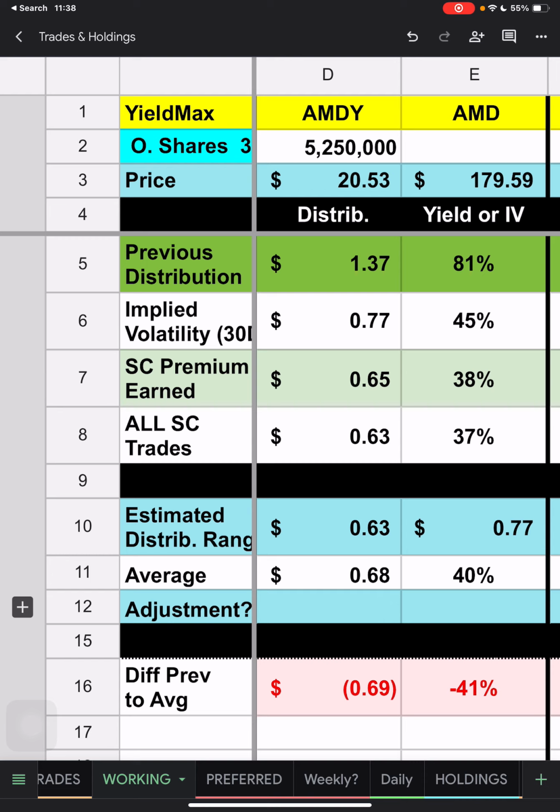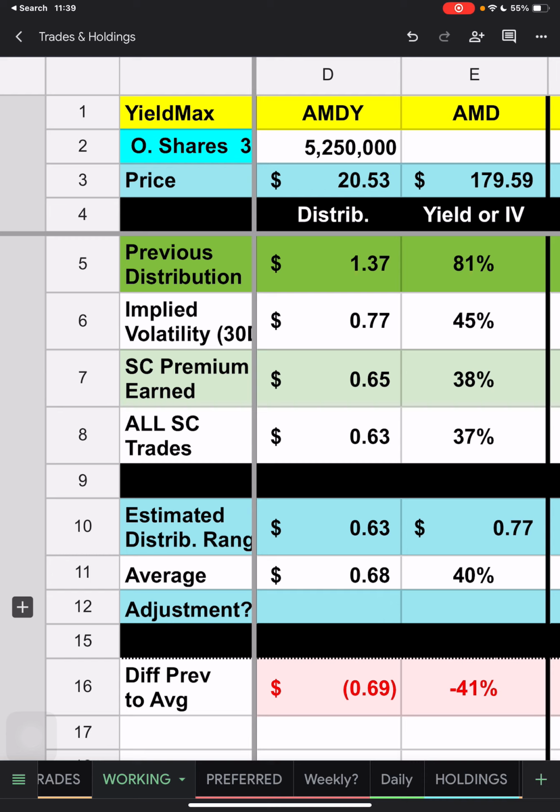All right, I'm sorry. So we got through looking at those, and we look at the estimated distribution range here. On this one, we're anywhere from 63 to 77 cents. If we look at the average of those numbers, we're looking at 68 cents. So that would be about a 40% distribution. Of course, that's half of what it was last month.